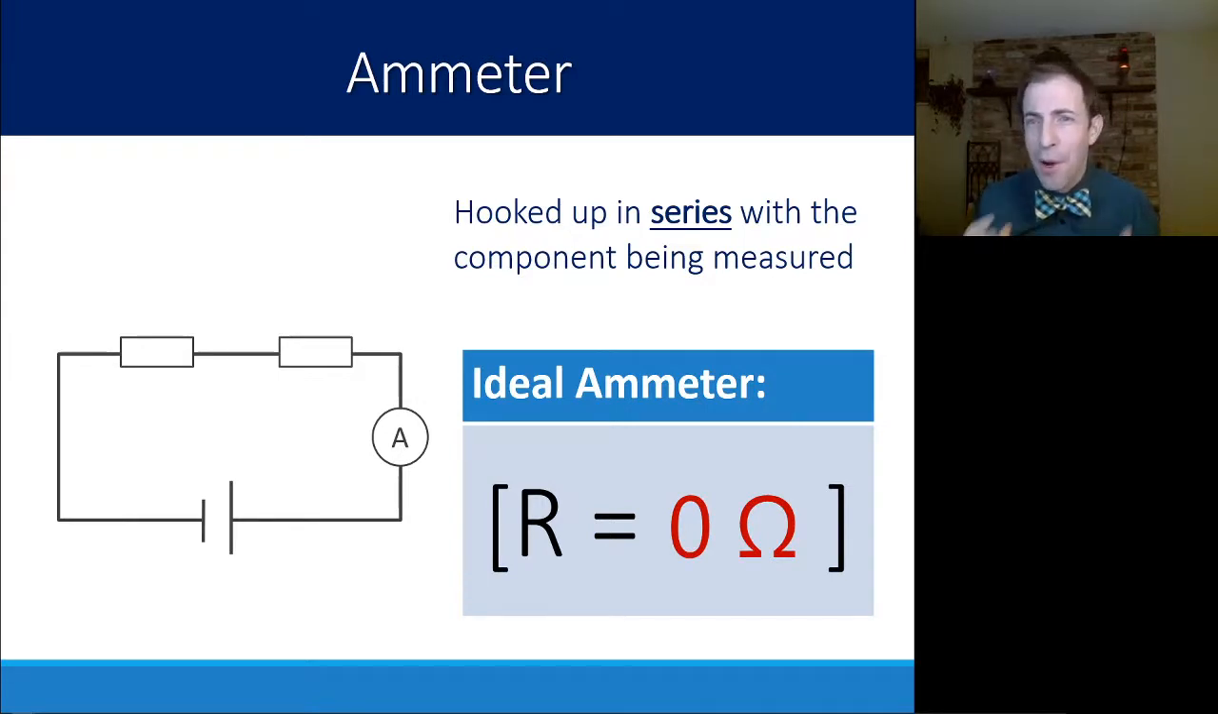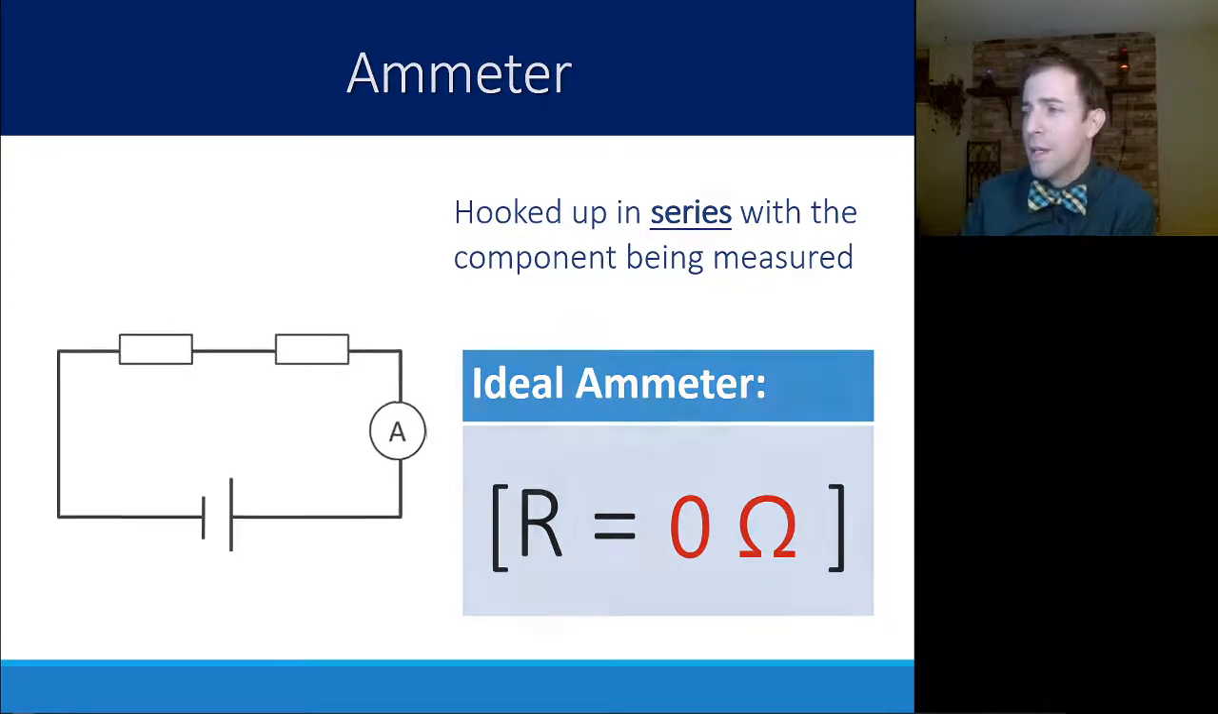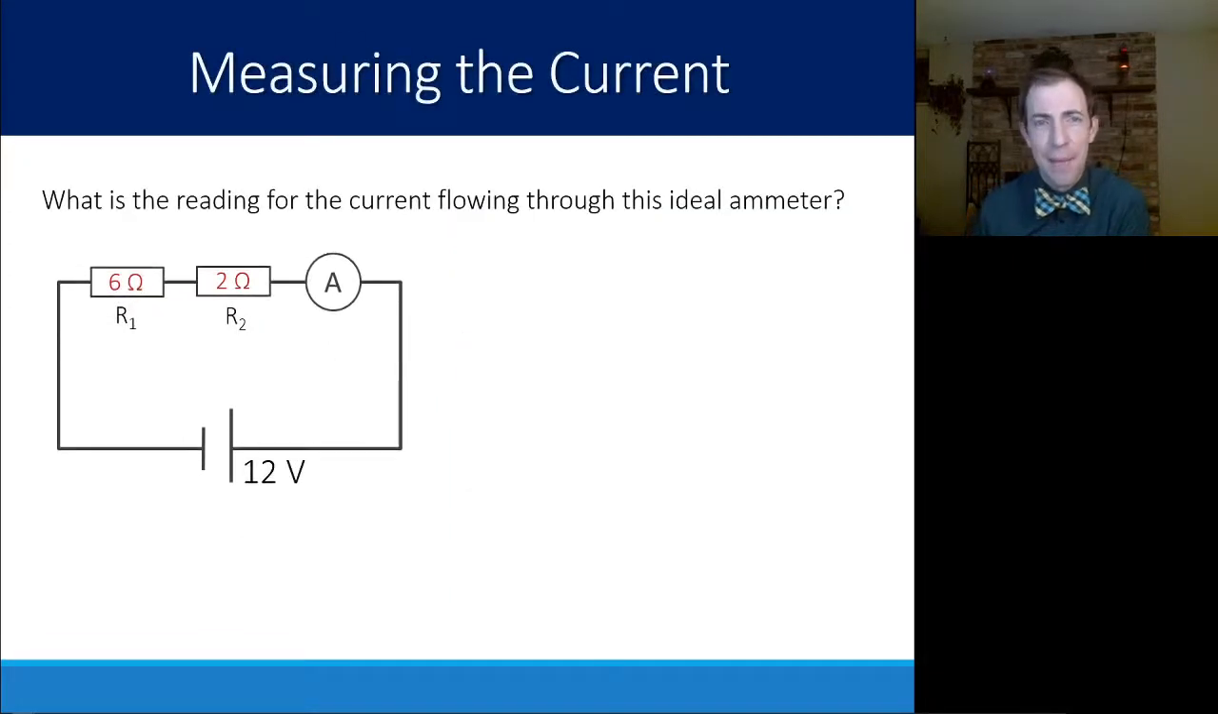Now that doesn't exist. There is no perfectly ideal ammeter, but the goal is to get it as low as possible, because the smaller it is, the less effect it has on the resistance overall, and then the current flowing through. It's easy to see this in an example. Let's say we have an ideal ammeter. This is similar to what we've looked at before. Resistor 1 is 6 ohms, R2 is 2 ohms, and the battery is 12 volts. We want to figure out what the current flowing through this ammeter is.